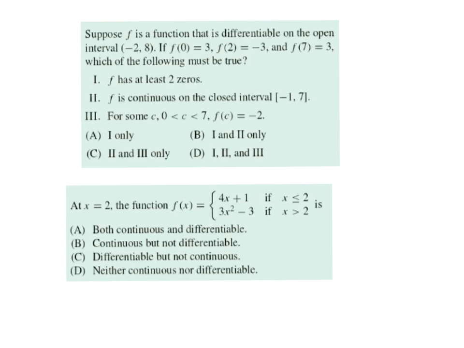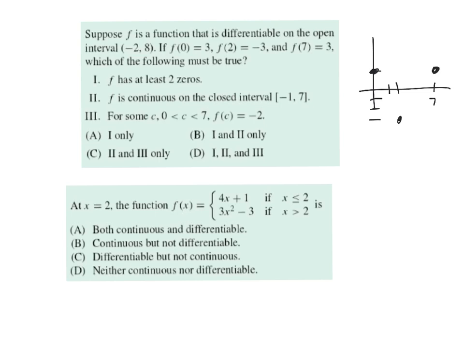All right. Suppose f is a function that is differentiable in the open interval. F of 0 is 3, f of 2 is negative 3, and f of 7 is 3. Which of the following must be true? All right, so I'm going to draw myself a picture. Let's see, 2, so positives mostly. 0 is 3. 2 is negative 3. And 7 is 3.